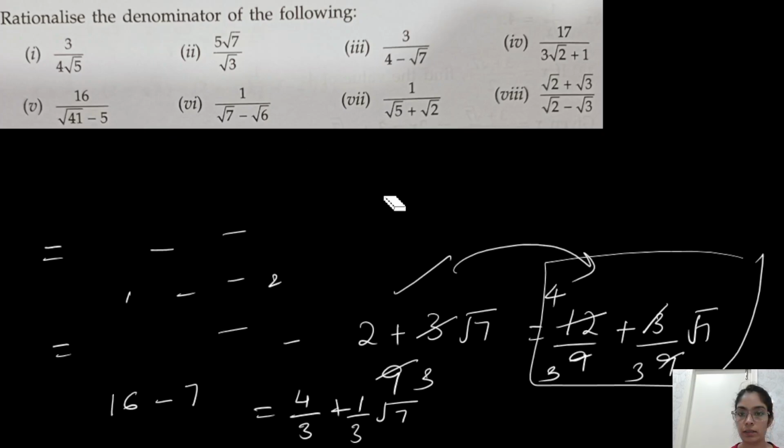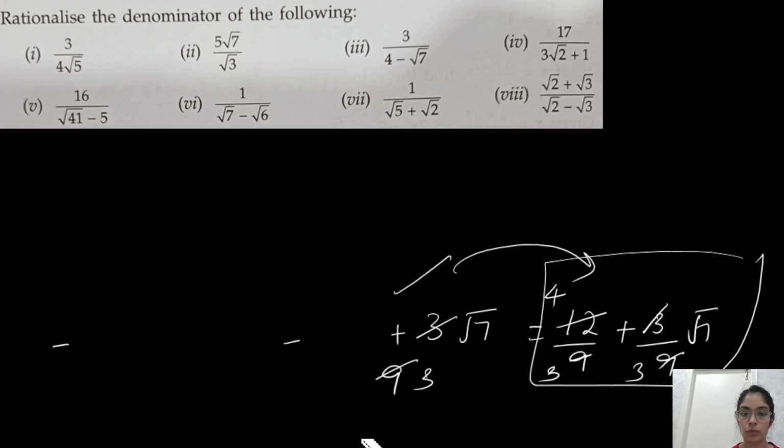I'm just clearing the space. So 4 parts we have done. I hope you are able to understand how to do rationalization. It's very, very simple. Now let's do the fifth one, 16 by root 41 minus 5. So rationalizing: same denominator but with the opposite sign. So the denominator is root 41 minus 5.